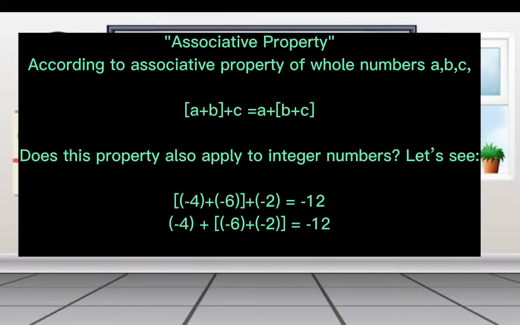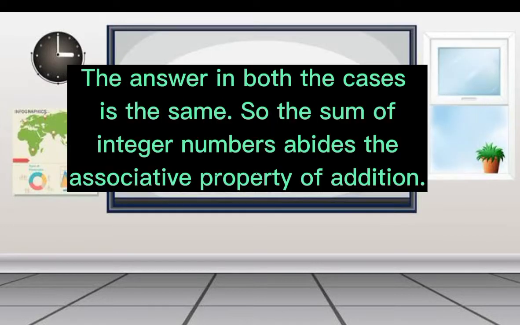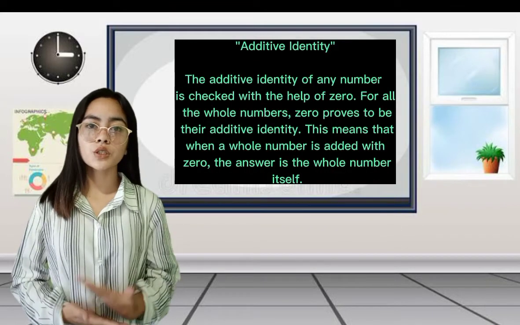Associative property. According to the associative property of whole numbers a, b, c, a plus b, plus c equals a plus b plus c. Does this property also apply to integer numbers? Let's see. Negative 4 plus negative 6 plus negative 2 equals negative 12. Otherwise, negative 4 plus negative 6 plus negative 2 equals negative 12. The answer in both cases is the same, so the sum of integer numbers abides by the associative property of addition.